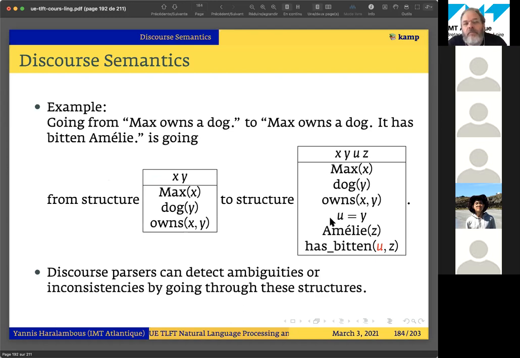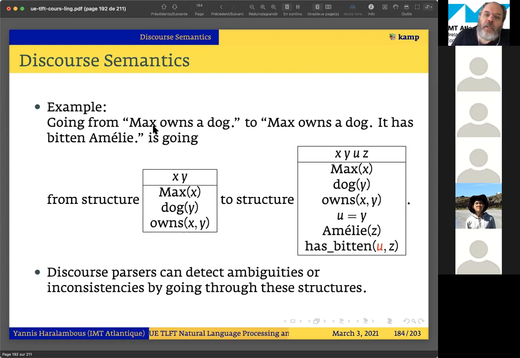So DRT uses logic and a formalism called boxes. In a box, you have two parts. On the top of the box, you have variables, which are first order logic variables. And inside the box, you have formulas, predicates, or something more complex. You start with a small box for the first sentence of your discourse, and then your box becomes larger.